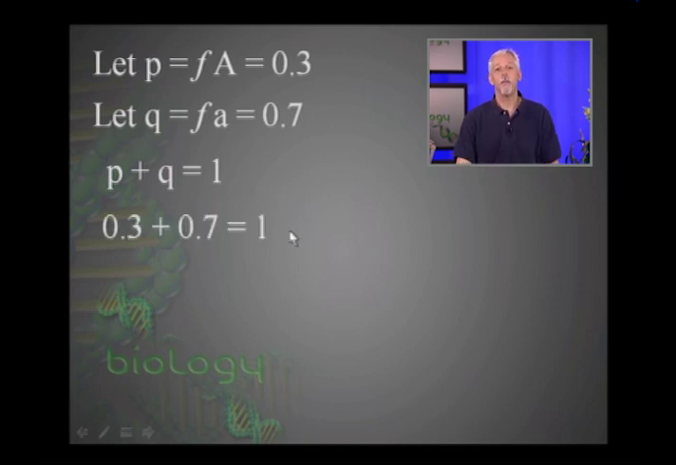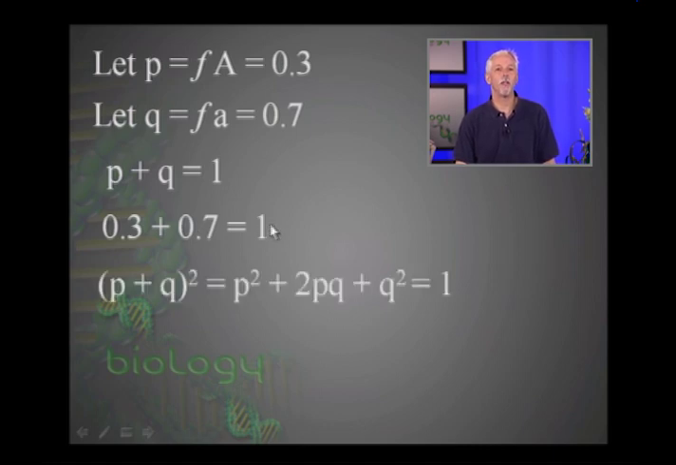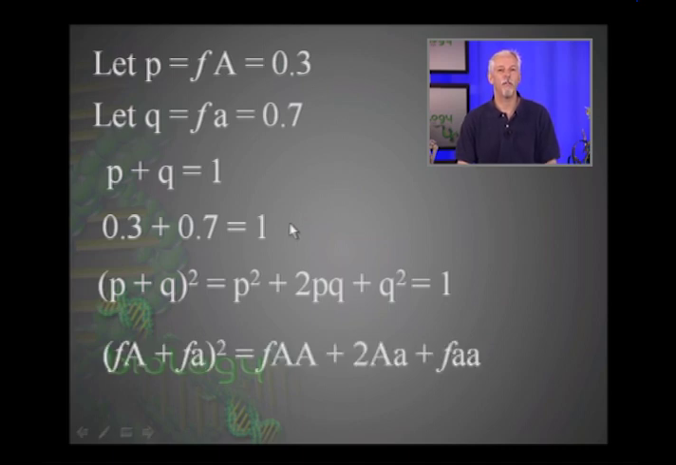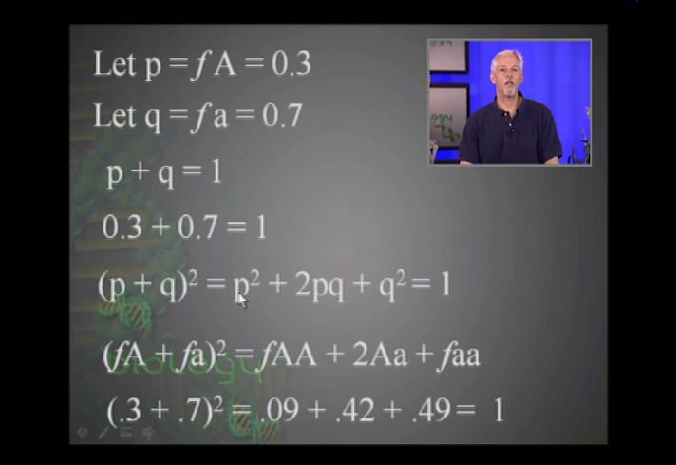Furthermore, if you know that P is 0.3 and Q is 0.7, then when we look at the expanded binomial, you would just plug in those values to compute the frequencies of the different types of genotypes. Assuming P squared represents the frequency of homozygous dominants, P times P, 0.3 times 0.3, would be 0.09. So we would expect 9% of the population to be homozygous dominant.